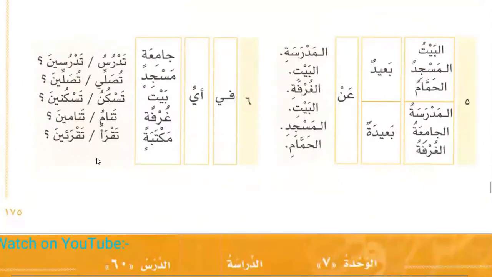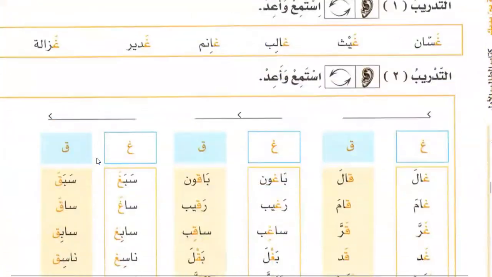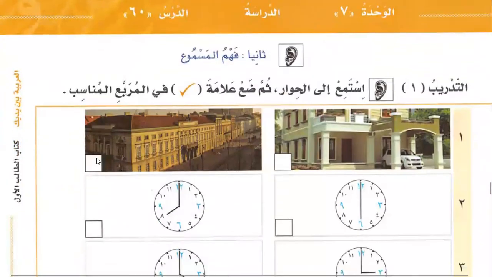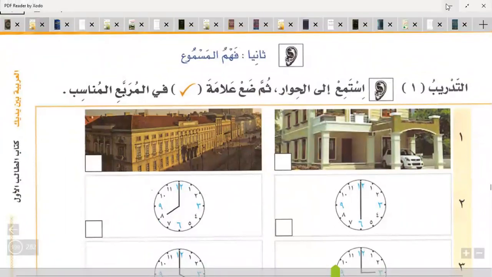Fi ayyi ghurfatin tanamu? In which room do you sleep? Tanamu, sleep. Okay. Fi ayyi ghurfatin tanamina? In which room do you sleep, for feminine? Fi ayyi maktabatin taqra'u? In which library do you study? Fi ayyi maktabatin taqra'ina? In which library do you study, for feminine? We'll start from here next time.